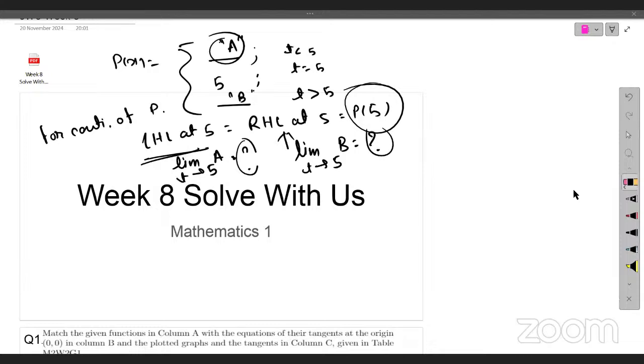Okay, so Lokesh. Yes, Lokesh. I sent you a question in the chat box, ma'am. Can you please explain why the first option is wrong?